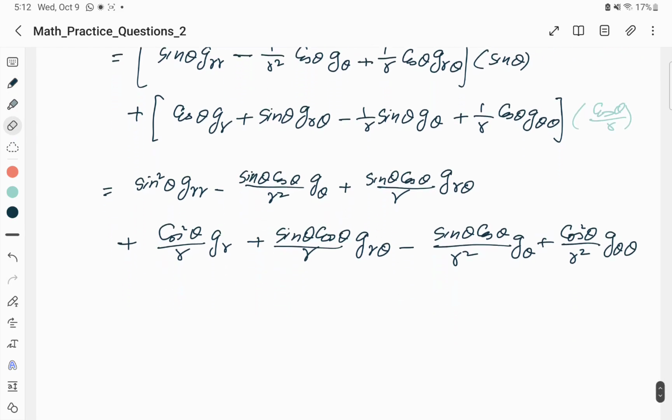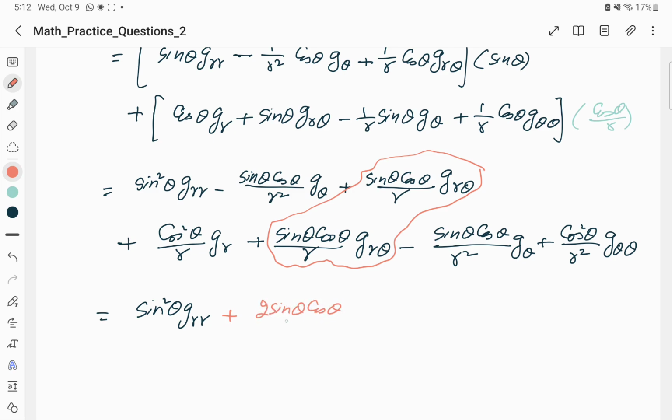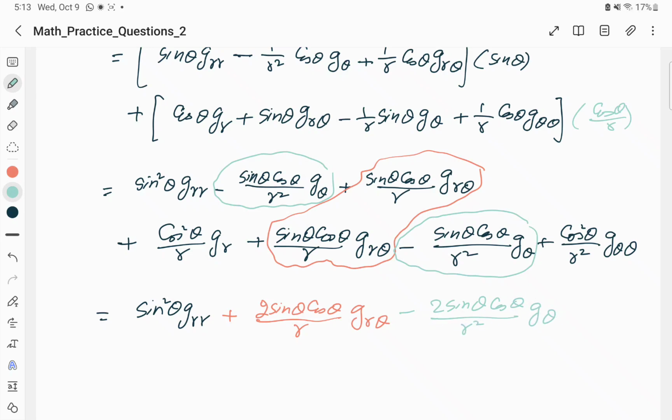And now we combine the like terms. On combining the like terms, I write the first term sine square theta g r r as it is, and these two are like terms, so they will become plus 2 sine theta cos theta over r g r theta. Similarly, we have these two like terms, this one and this one, they are both of g theta, so that will become negative 2 sine theta cos theta divided by r square g theta.